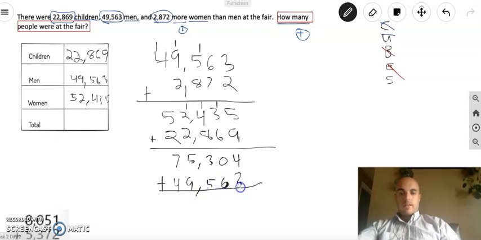49,563. 4 plus 3 is 7. 0 plus 6 is 6. 3 plus 5 is 8. 5 plus 9 is 14. Carry the 1. 1 plus 7 is 8. Plus 4 is 12. 1, 2, 3, comma. So my total is 124,867 people. And I'll circle that in red to know we've done it. Superb.